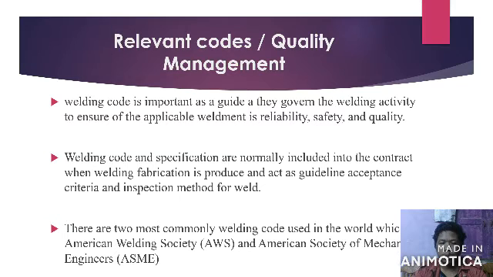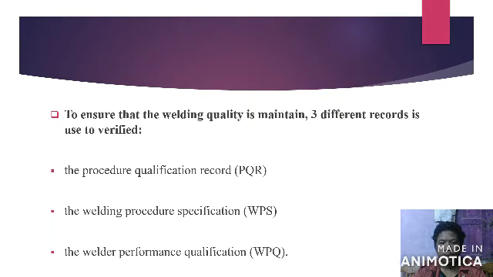The two most commonly used welding codes in the world are first the American Welding Society (AWS) and the American Society of Mechanical Engineers (ASME). To ensure the welding quality is maintained, three different records are used to verify: the procedure qualification record (PQR), welding procedure specification (WPS), and welder performance qualification (WPQ).